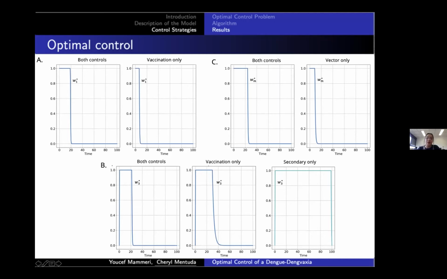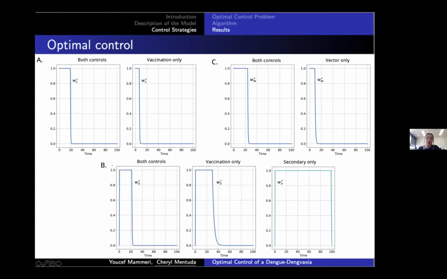While in minimizing the mosquito population, the vectorial control method is better than the combination of the two strategies. So in minimizing for this part here, in minimizing for the mosquito, as you can see, it takes shorter time for vectorial control compared to the vaccination. But the most interesting thing here is actually this secondary susceptible. As you can see, it takes constant effort to vaccinate secondary susceptible humans.